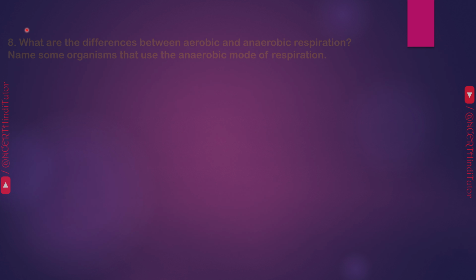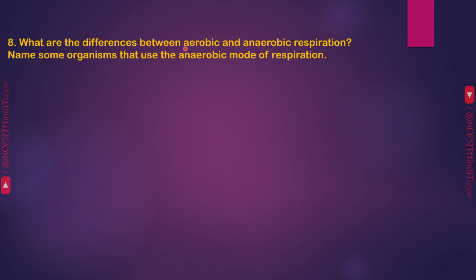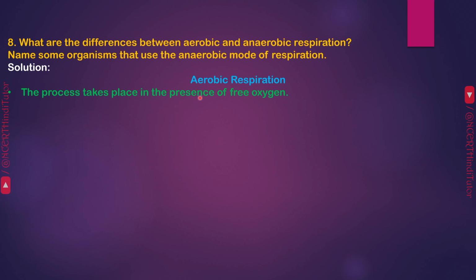Question 8. What are the differences between aerobic and anaerobic respiration? Name some organisms that use the anaerobic mode of respiration. Answer. Aerobic respiration. The process takes place in the presence of free oxygen. The products of aerobic respiration are CO2, that is carbon dioxide, water, and energy.